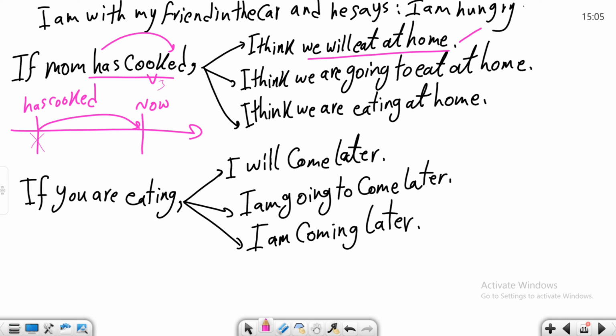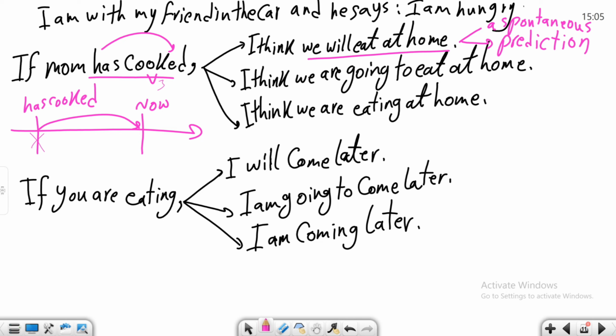So here we have either a spontaneous decision or we are predicting. I say maybe, I am not sure. This is my prediction. Maybe we can eat at home. So how can I differentiate, teacher, between them? Again, this depends on the tone of the speaker, how the speaker is speaking. You will understand from the scene.